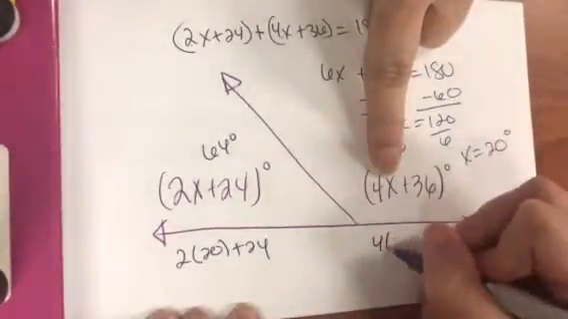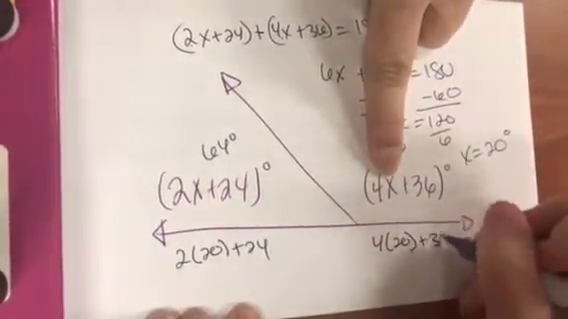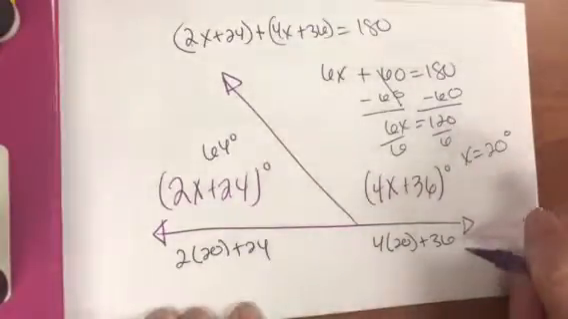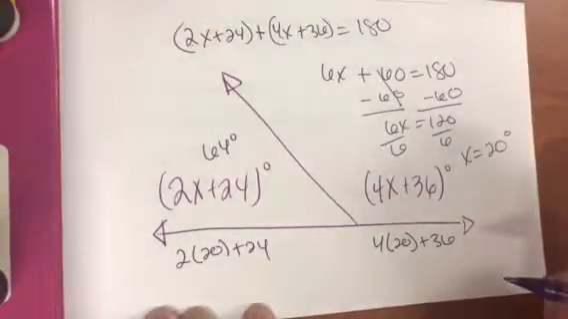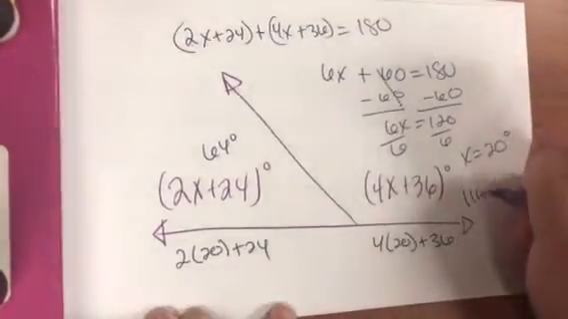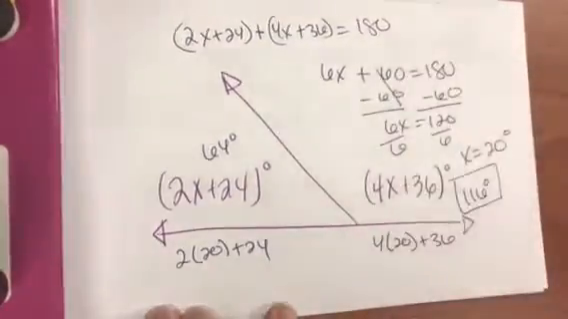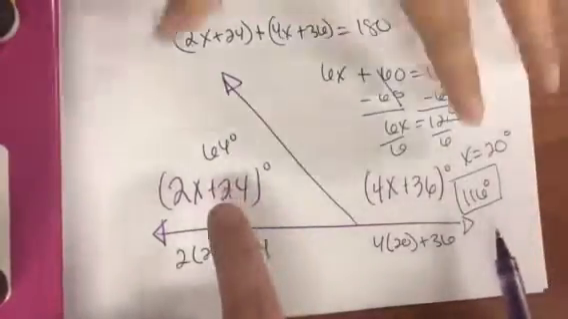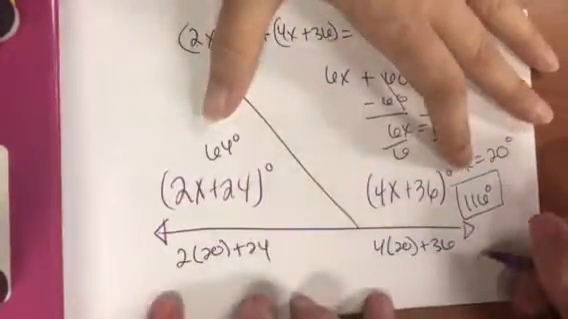We're going to plug in the 20. 4 times 20 plus 36. So 4 times 20 is 80 plus 36 is 116? Yes. 116 degrees. Now, just to make sure our answer is correct, add them together. The sum of these two angles should equal 180.